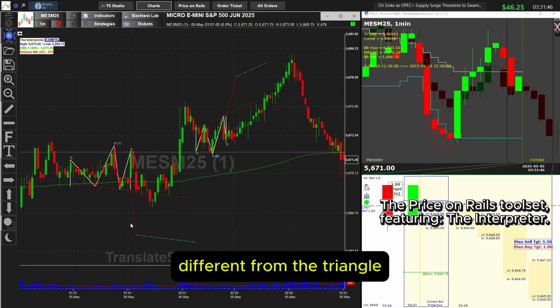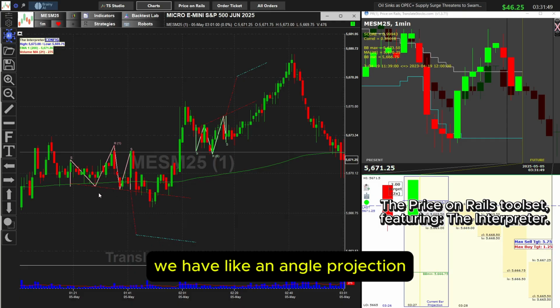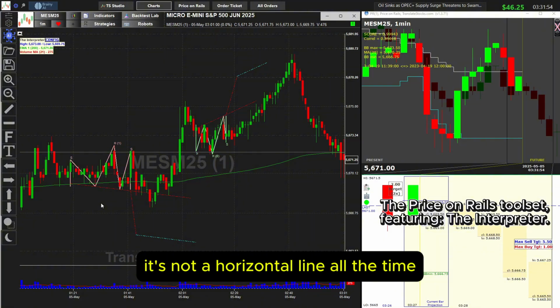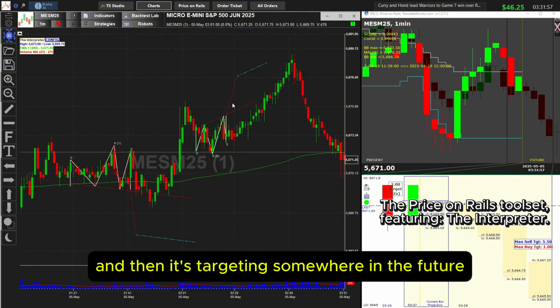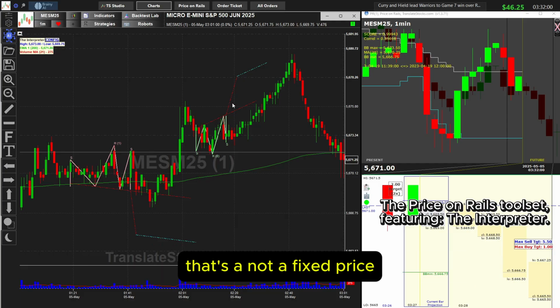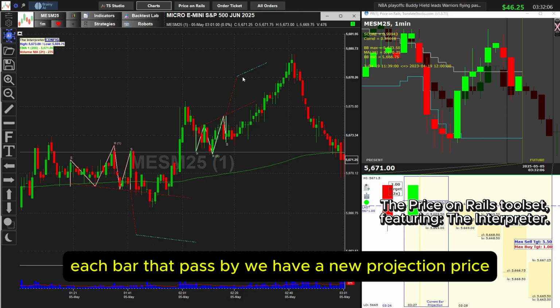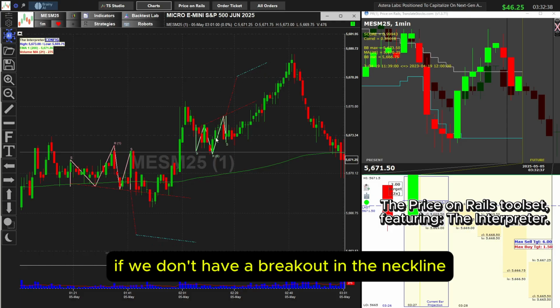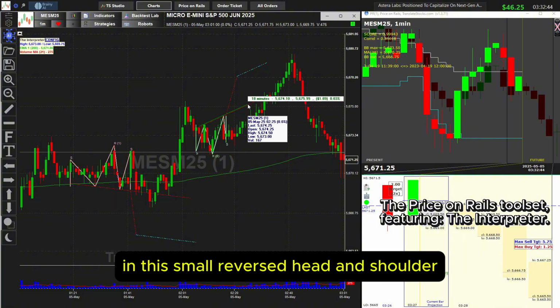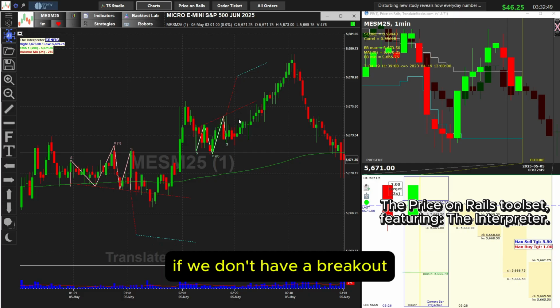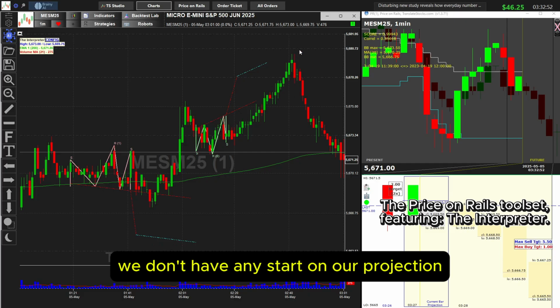Different from the triangle, in the head and shoulders we have an angled projection. It's not a horizontal line all the time. It's angled, and it's targeting somewhere in the future that's not a fixed price. Each bar that passes by, we have a new projection price because this line has an angle. If we don't have a breakout in the neckline, like we have it here in this small reversed head and shoulders, we don't have any start of our projection.